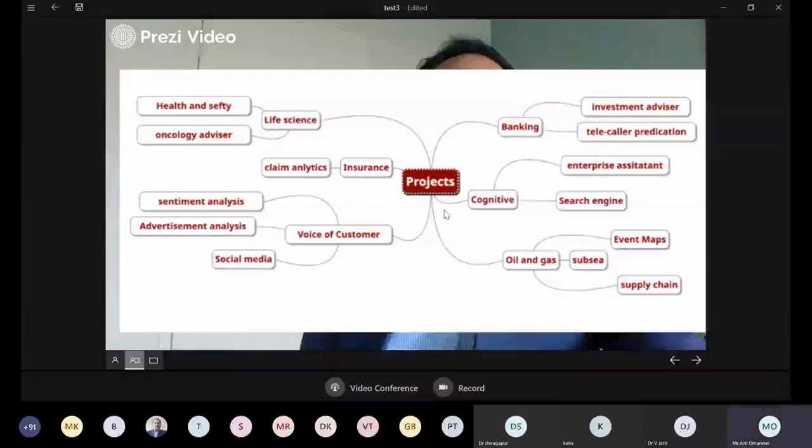Similar techniques have been used in many search engines and in analyzing social media. The example I have shown is from one of my use cases, which is in life science and health and safety.